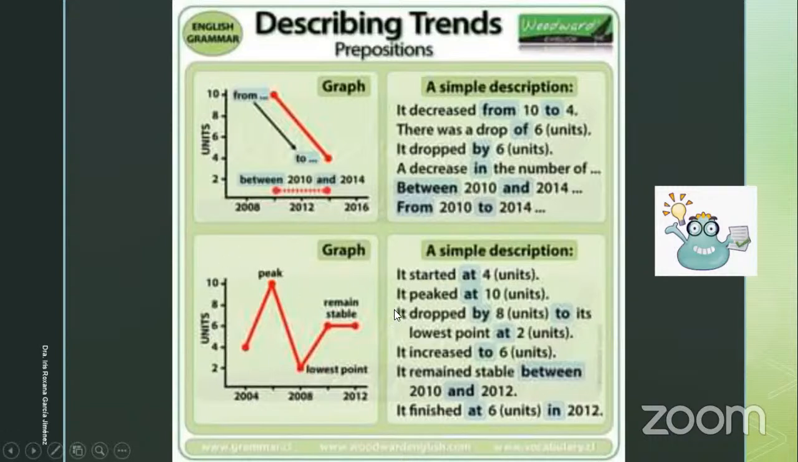Going to the next picture. It started at 4 units. It peaked at 10 units. It dropped by 8 units to its lowest point at 2 units. You can see, like, at 2 units. It increased to 6 units. It remained stable between 2010 and 2012. It finished at 6 units in 2012.